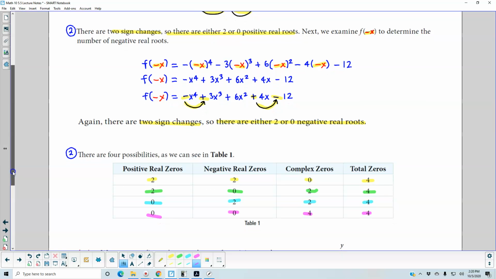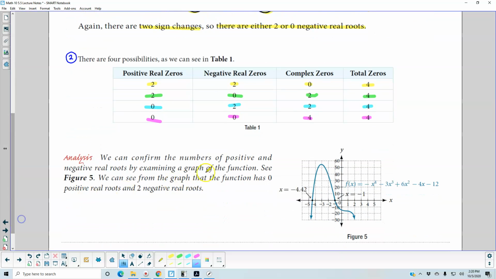Now, if we graph this actual function, we can confirm the number of positive and negative real roots by examining the graph. We can see from the graph that the function has 0 positive real roots and 2 negative real roots. You can see here on the right axis, we don't have any positive roots. But over here, we have a negative root here and a negative root here. So that tells us we have 0 positive real roots, 2 negative real roots, which means we'd have 2 complex zeros.